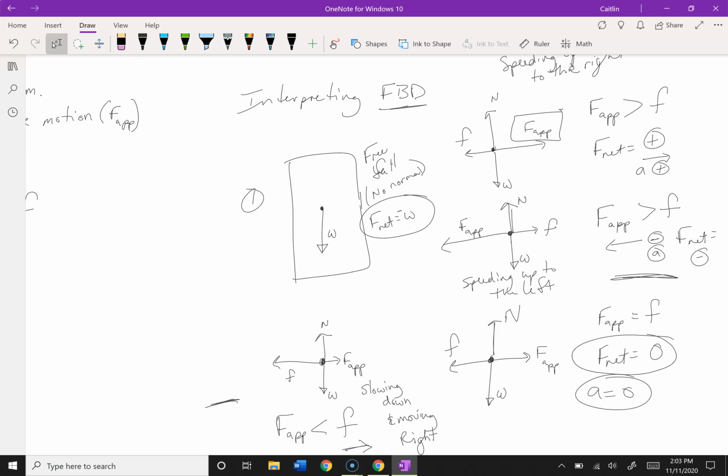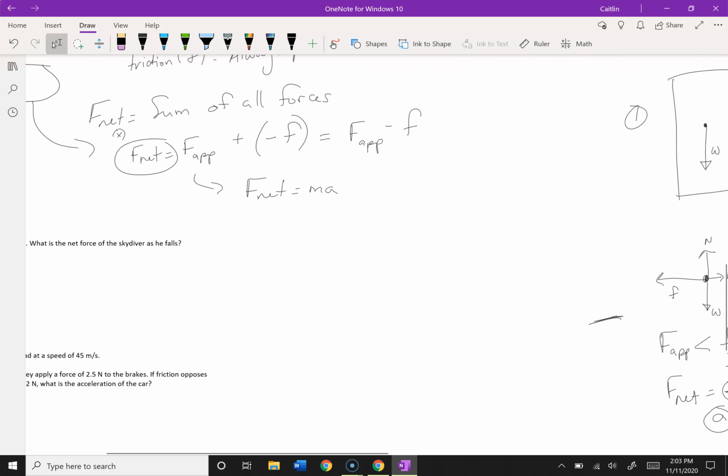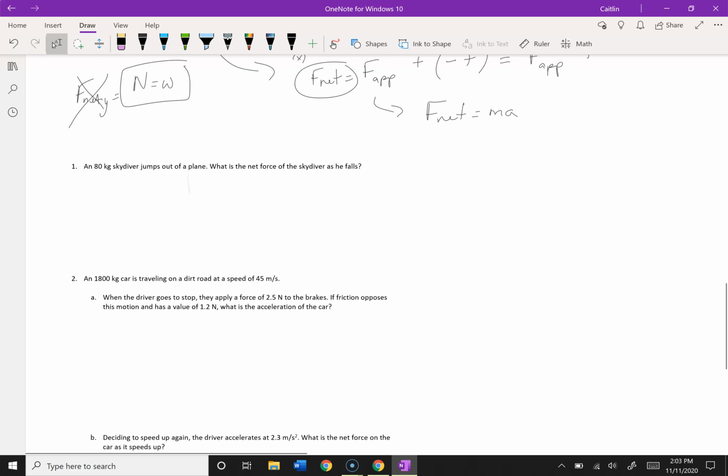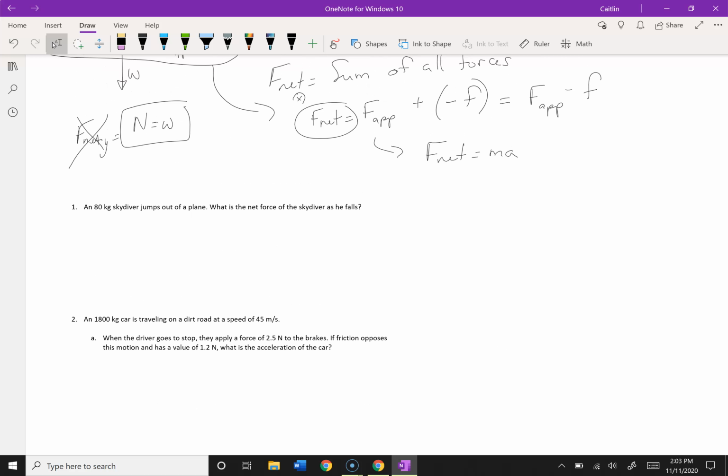Okay, so this is just a quick what is a free body diagram kind of thing. And we're going to practice more with free body diagrams here in the near future. Okay, so let's do some situational problems. This first one says an 80-kilogram skydiver jumps out of a plane. What is the net force of the skydiver as they fall?